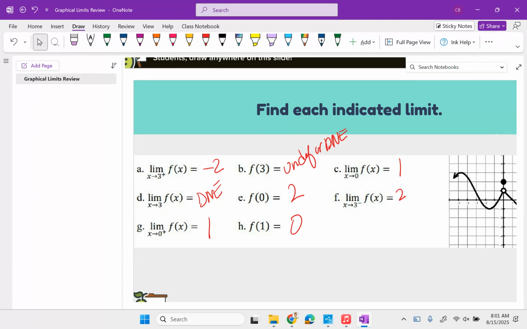Take about 10 seconds on your own. Then check it with your table partner or somebody at your table.